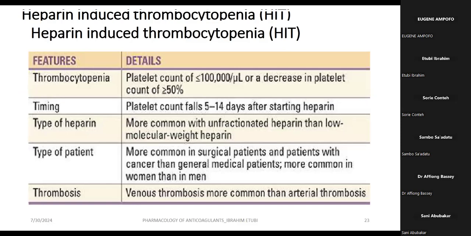Also in terms of the timing, mostly HIT 1 occurs earlier within 24 hours, but HIT 2, which is the one with most significance, occurs within 5 to 14 days after starting heparin. That's when you have the fall in the platelet count. And then it is more common with use of unfractionated heparin than with low molecular weight heparin. Mostly the patients are surgical patients and patients with cancer, and it's more common in them than in general medical patients, and it's more common in women than in men. Then the other thing is that venous thrombosis is more common than arterial thrombosis in HIT.